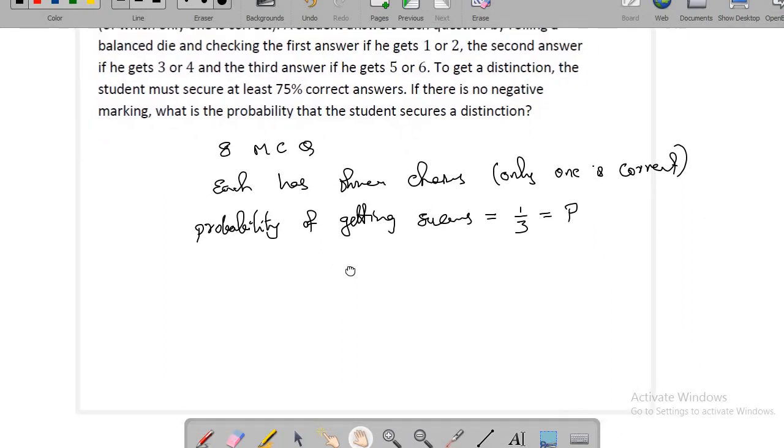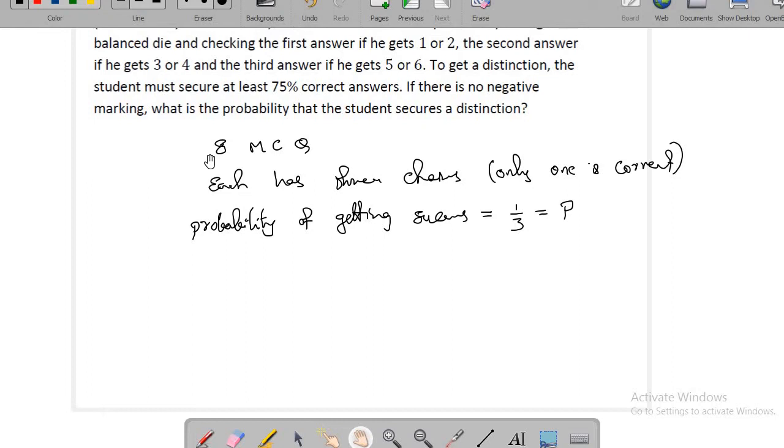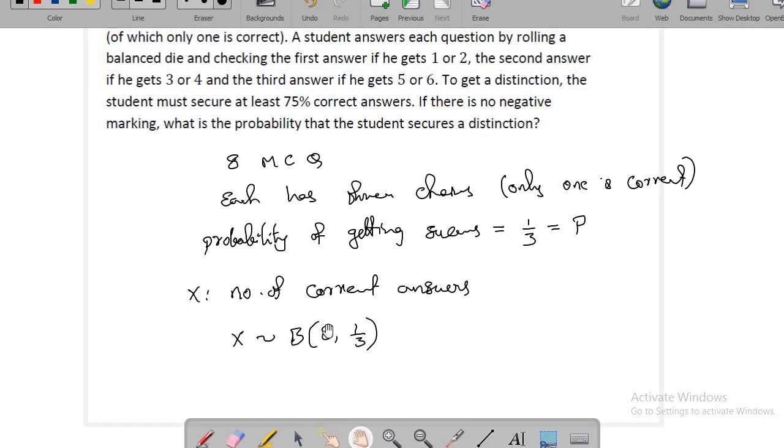So now answering each MCQ, you can take it as a Bernoulli trial. Why? Because when you answer the first MCQ, the result is either a success or a failure. Either you'll get correct or incorrect. So that is a Bernoulli trial. So here you are performing Bernoulli trials 8 times. Now if I define my random variable x to be the number of correct answers, then definitely x represents a binomial distribution with parameters 8 comma 1 by 3. Why? Because the probability of getting success is 1 by 3 and we are performing 8 trials.